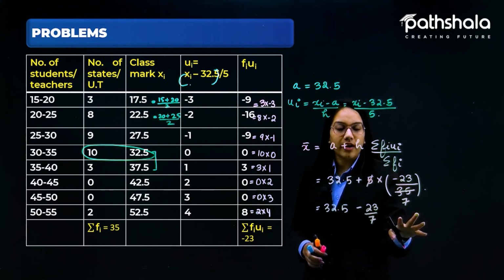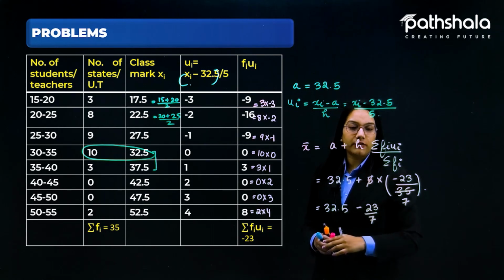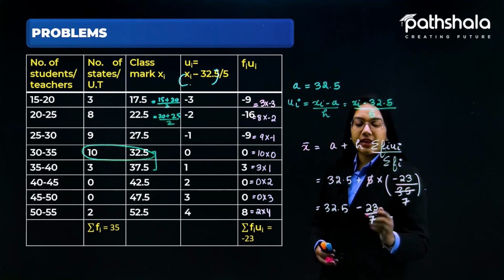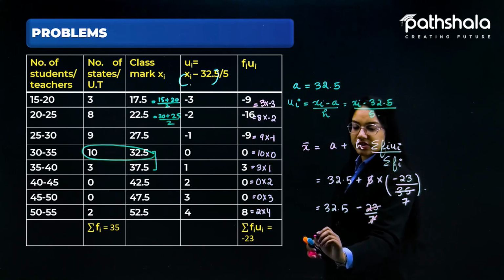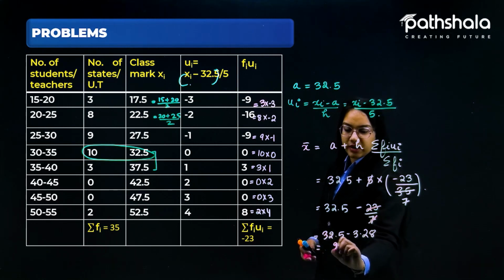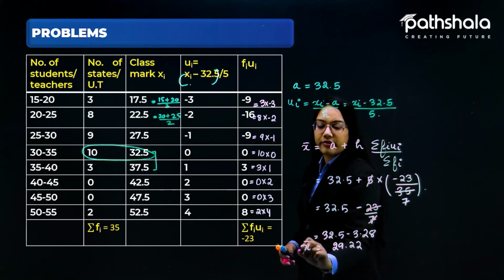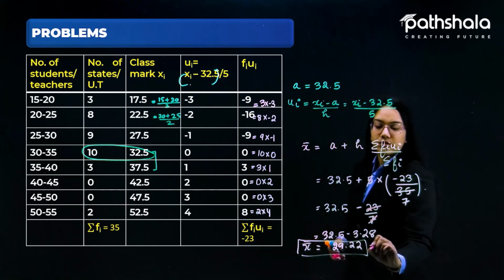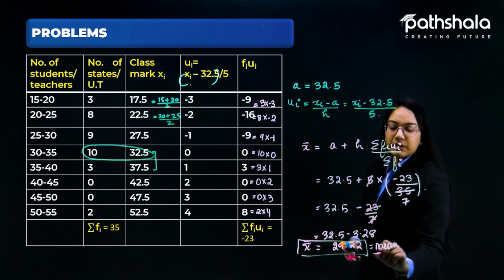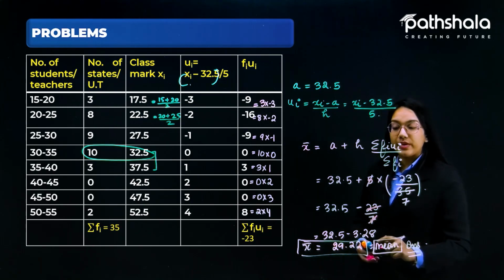Let us suppose I take the subtraction of all these. After dividing 23 by 7, we get the value as 32.5 minus 3.28, and after taking the subtraction of these two, we are getting the answer as 29.22. So this is X bar, which is the mean of this data. So this is the mean of this particular grouped frequency distribution.